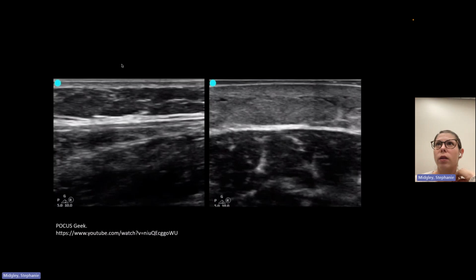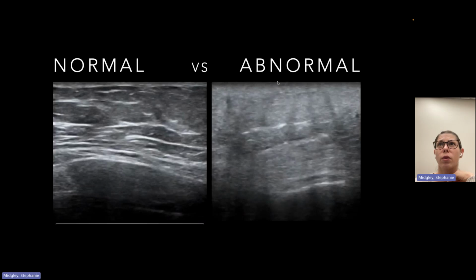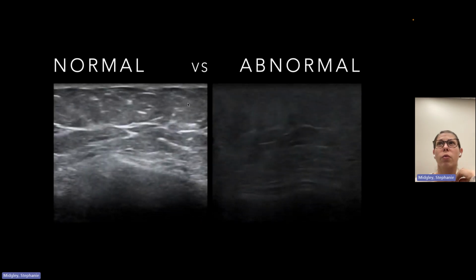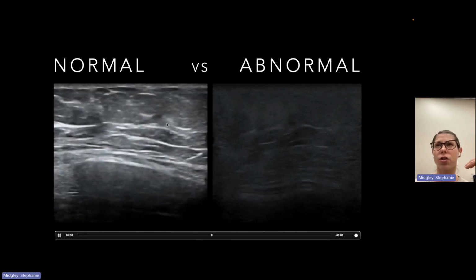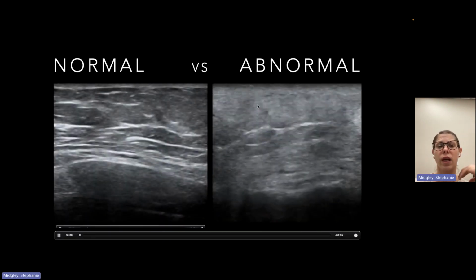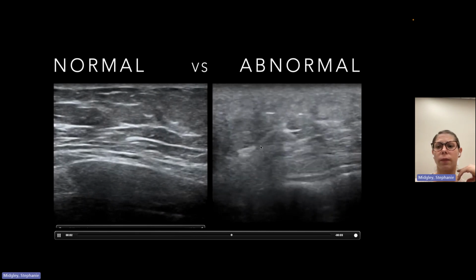So on this one over here, you can see normal. All this beautiful architecture that we talked about, there's that superficial fascial layer. Here's your epidermis and dermis. And then if we go to the abnormal, this starts to thicken and it starts to look gray and more uniform. So again, here's another example. Normal, as we fan through, lots of different bright whites and darks and grays and lots of architecture. And here is just sort of angry and uniform and gray looking.